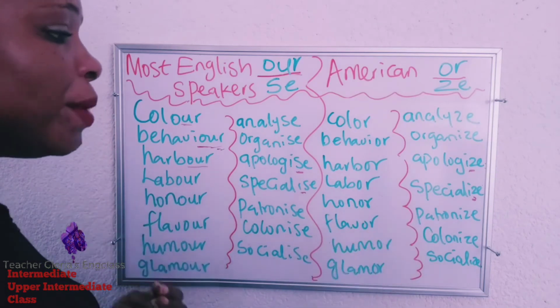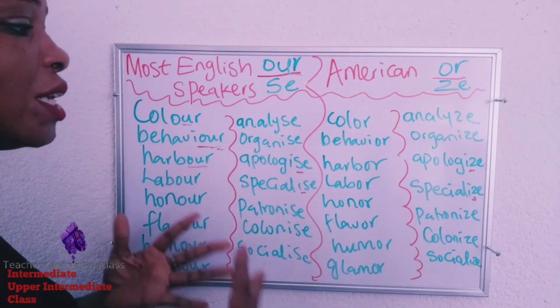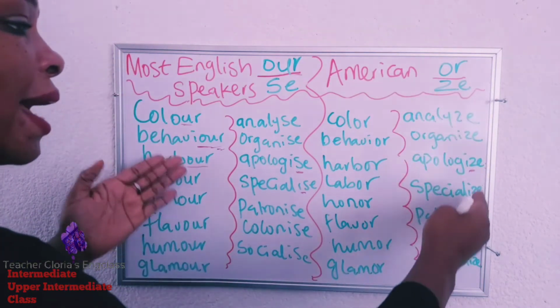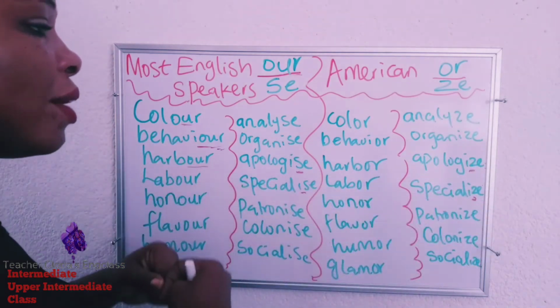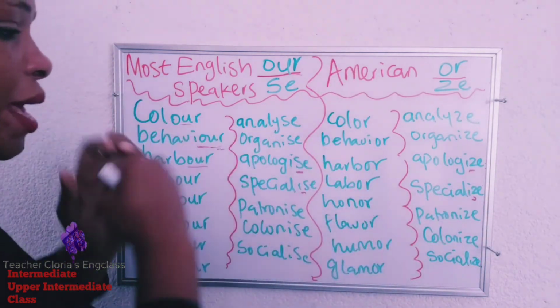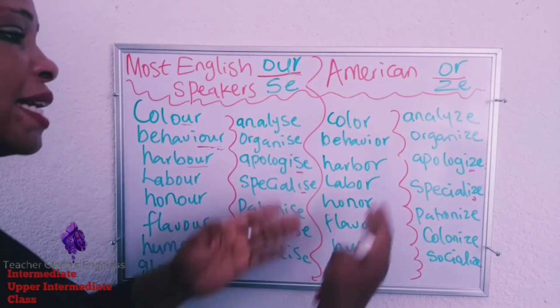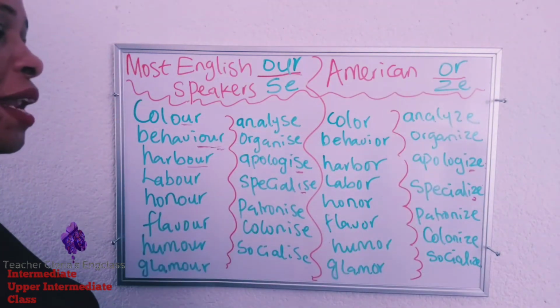This is why information is power. You need to know why you see some this way and why you see some this way. It is because America spelled them differently.